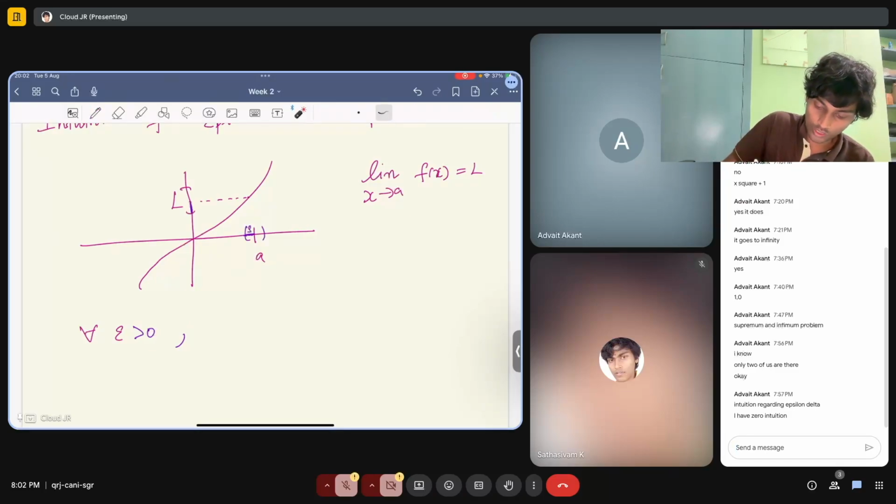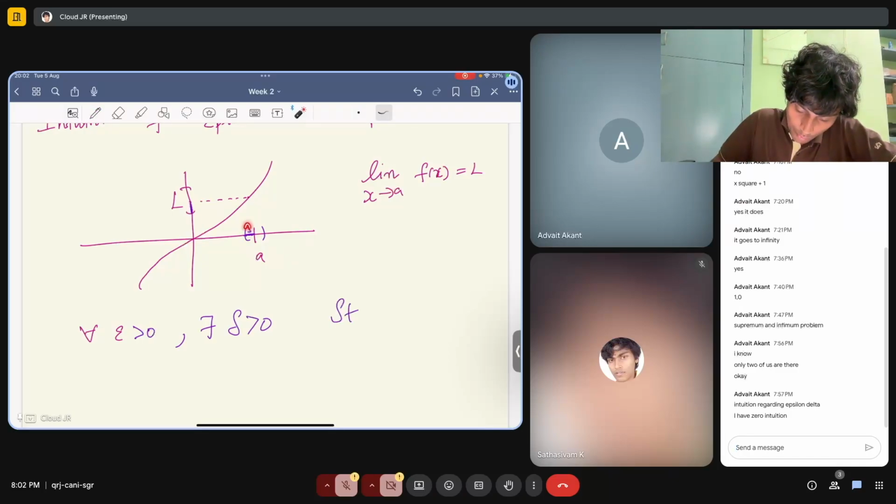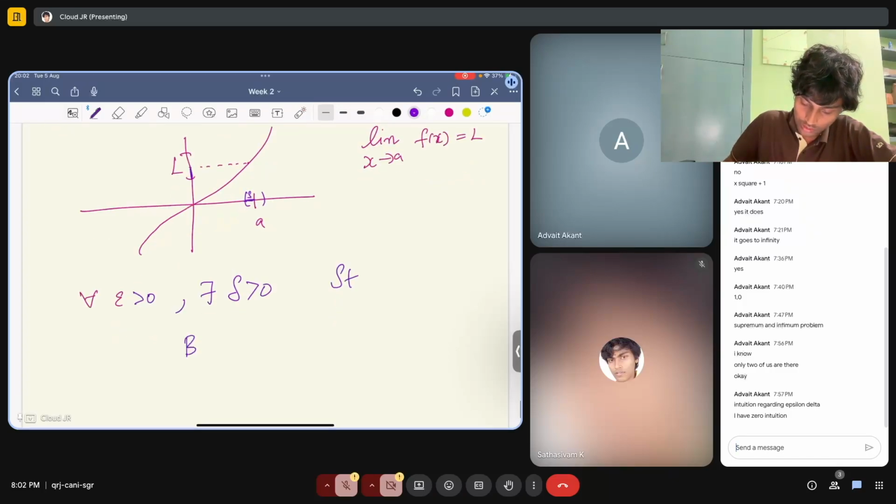Whatever you want, I'm going to choose a distance here. So there exists a delta greater than 0, such that if you look at this neighborhood, the image of this neighborhood is contained in here. That's what you are telling, right? So if you look at the ball of A, comma delta, that's basically this neighborhood, A minus delta.